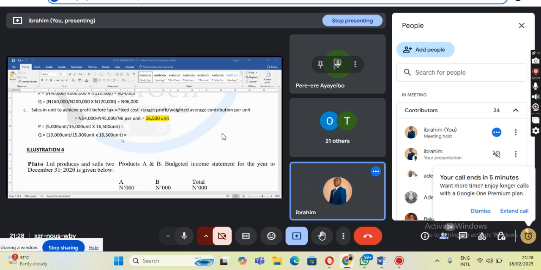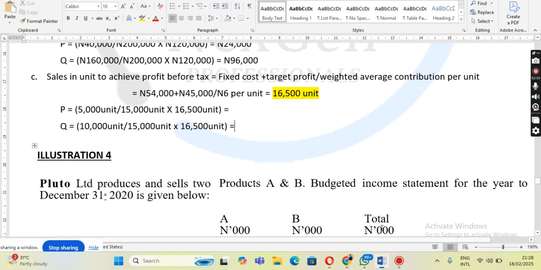Right? Now, what do we have here? Quickly. For P, we have 5,500 units.